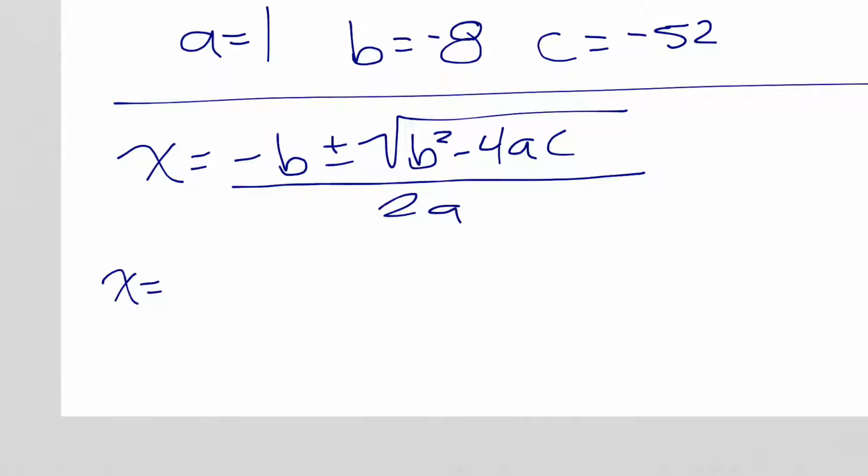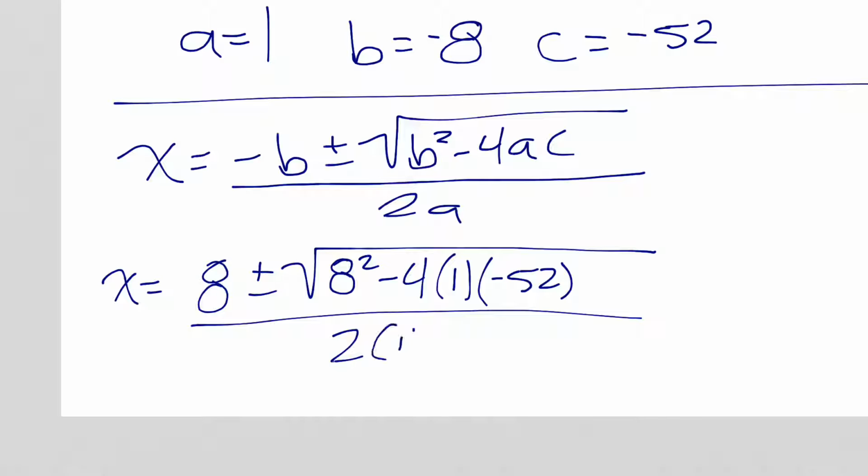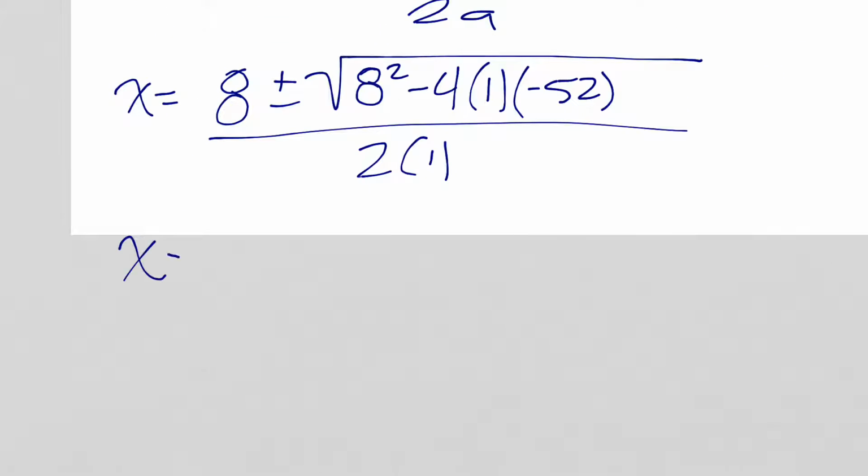So x equals negative b, well b is negative 8, so we will get a positive 8, plus or minus the square root of 8 squared minus 4 times a is just 1, so I'm not going to write it, well, whatever, I'll write it, 1 times c is negative 52. All of that divided by 2 times a, which is 1. So everything's just plugged in now, and let's simplify this a little bit.